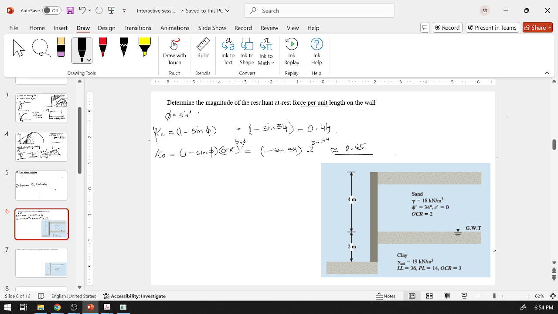Otherwise, this is perfectly all right. K naught is 1 minus sine phi. Okay. So the reference also used an equation for K naught for clays, but let us not delve into too many equations, and I will just give you the K naught for clay. 0.922.